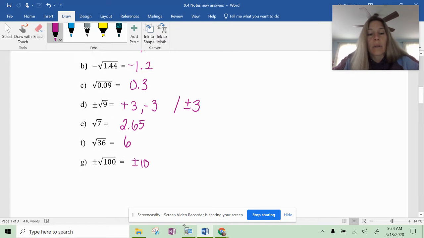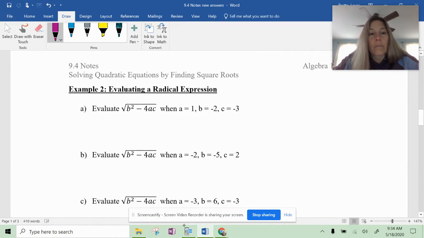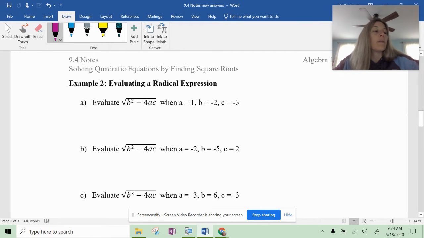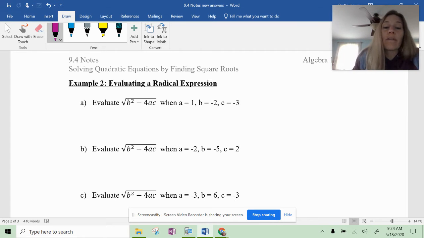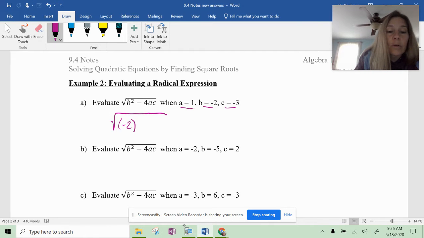Okay, so now let's practice solving some of these. This little tidbit that we're going to do is getting into what we're going to do next week with the quadratic formula. It's just a little piece of it. So when you're substituting, this is really just practice with your calculator. If we're evaluating a radical expression, we need to plug these numbers in. The biggest thing you need to do is make sure you use parentheses. So the b squared is going to be -2 squared minus 4 times A times C.